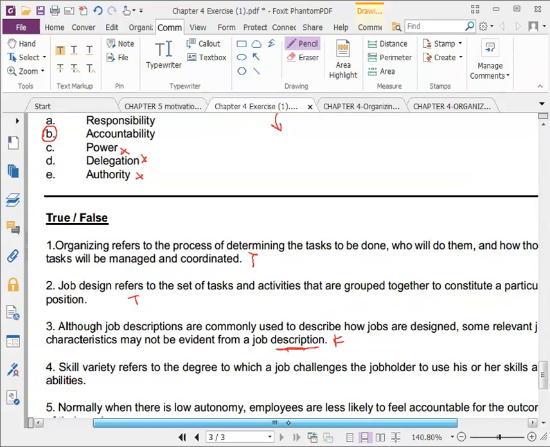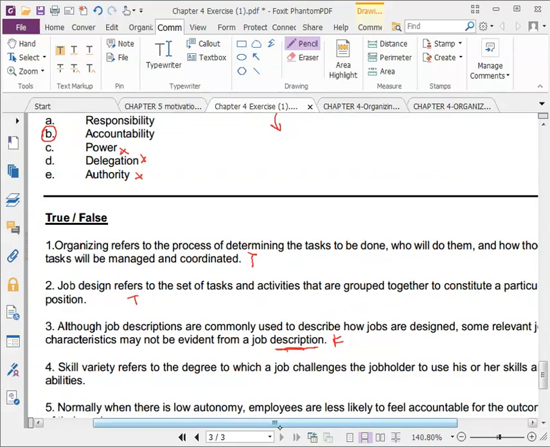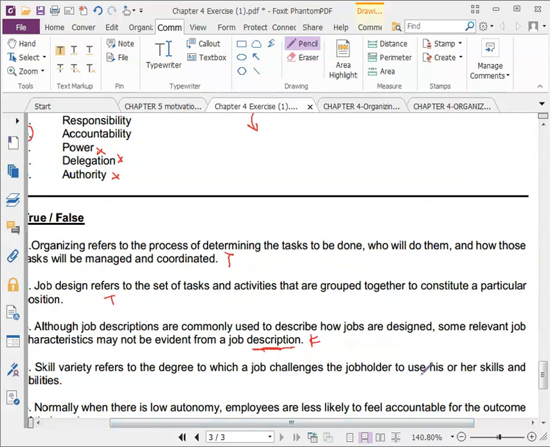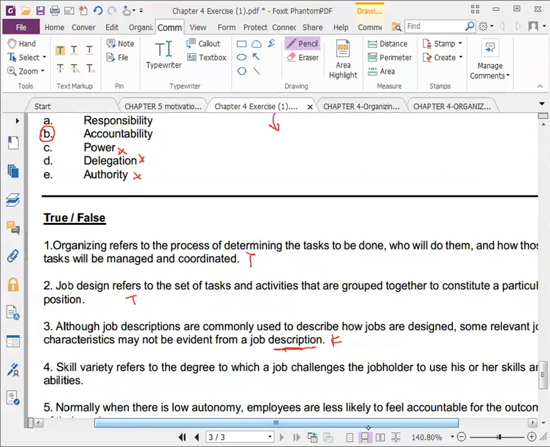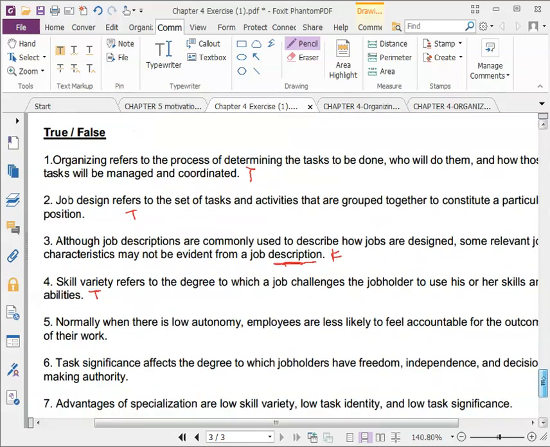Okay. Number four, skill variety refers to the degree to which a job challenges the job holder to use his or her skills and abilities. Is that true? Skill variety refers to the challenge to their skills and abilities. Is that true, class? True or false? The answer is true. Yes, that is correct.